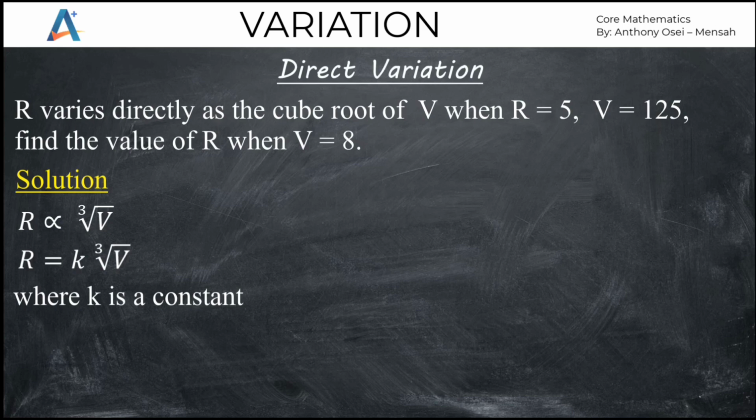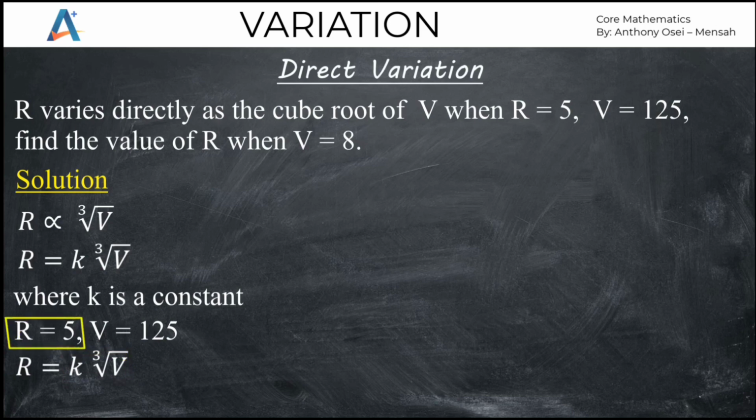The constant, mind you, is not in the question. You brought it into the solution by virtue of converting a proportional sign into an equal sign and constant. So if you don't find a constant, you can't proceed. So let's get a constant. We have r as 5 and then v as 125. So with that, we get r is equal to k cube root of v. So k times cube root of v.